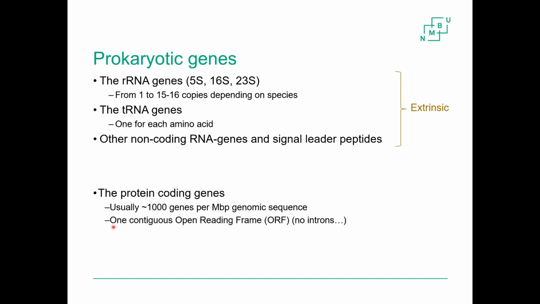All these protein coding genes, or coding genes as we call them in bacteria, are made up of one contiguous open reading frame. And we will see that in the next slide, open reading frames, ORFs. And they have no introns like we are used to in eukaryotes. There are a few exceptions to this even in bacteria. There are some cases of introns as well, but the basic rule is no introns. So that makes them a little bit easier to recognize in bacteria compared to in the eukaryotes.